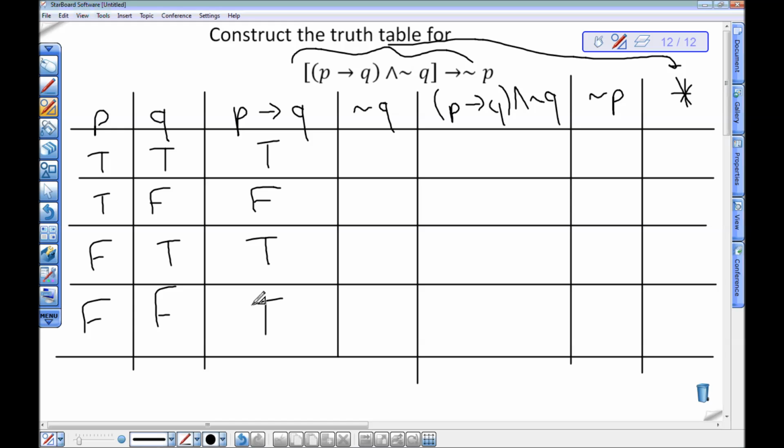Now I want to fill in not Q. So I'm looking over here at Q. I just want the opposite of that. So not true is false, not false is true, not true is false, not false is true. Okay.